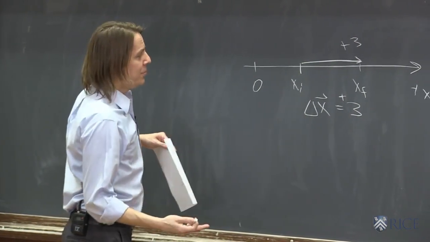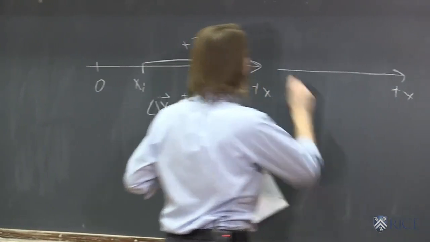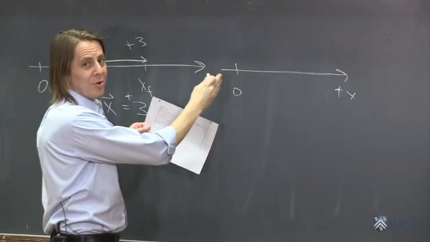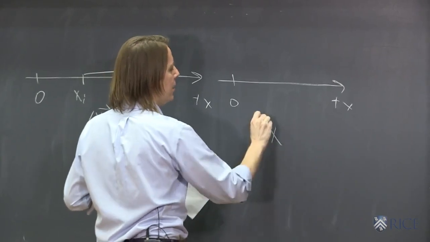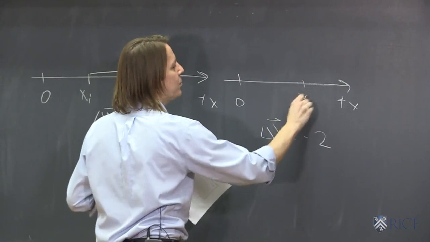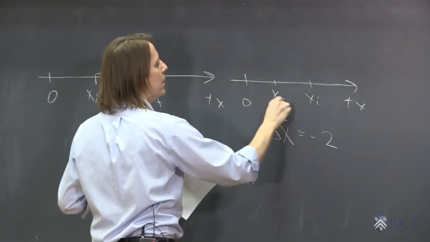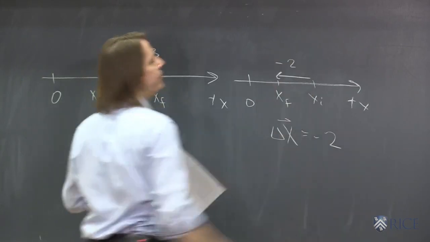If you get a negative value, then it would be the other way, right? We could also have plus x, there's the origin. Doesn't actually matter where the origin is when you're talking about displacements because they're just a change. But let's say delta x equals minus 2. That would be a case where you have an initial here and a final here, and the vector from initial to final points that way, minus 2.